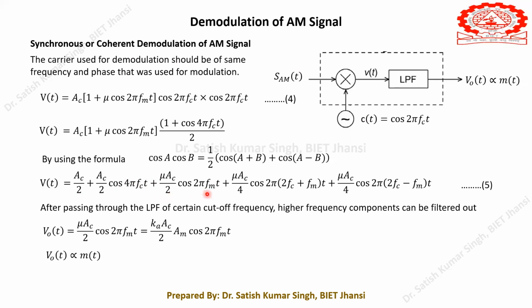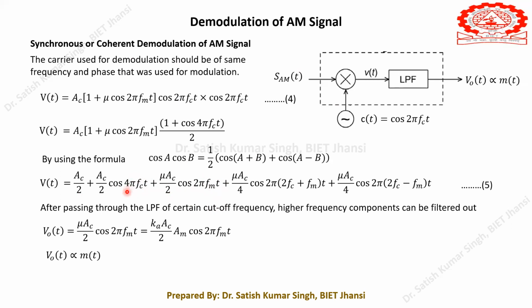Similarly, here you can see there is another cosine term at fm frequency. So basically, here it is at fm frequency, and there it is at 2fc frequency. Because it is a cosine function, we know that its spectrum will be a delta function.